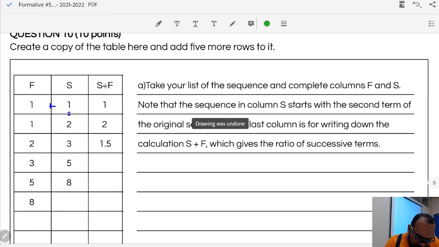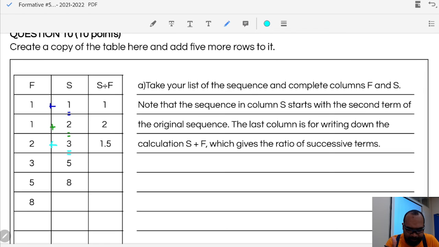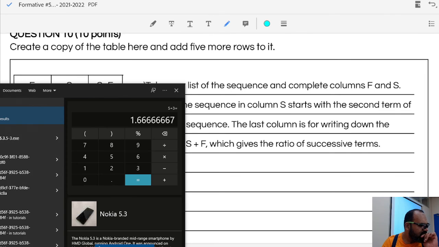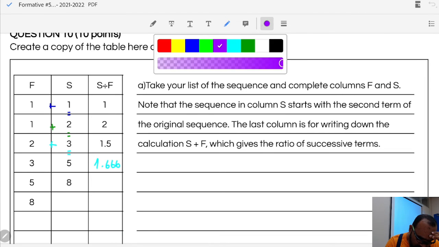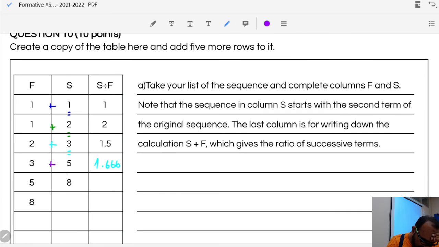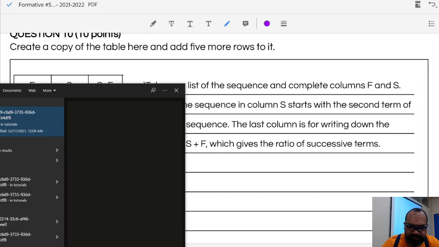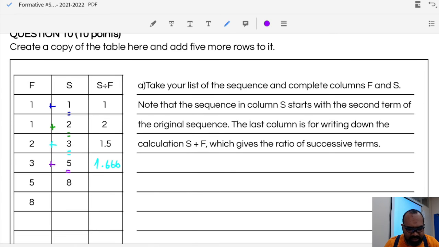Now the next term. We understand the pattern now, I think. 2 plus 3 equals 5. Move 3 over there. 5 divided by 3, guys, if you solve this one, is 1.666666. I think you solved this one. Now the next one: 3 plus 5 equals 8. I move this 5 there. 8 divided by 5 is exactly 1.6.